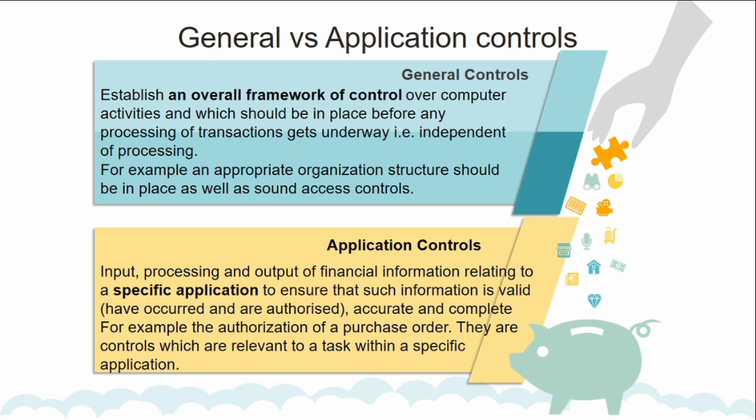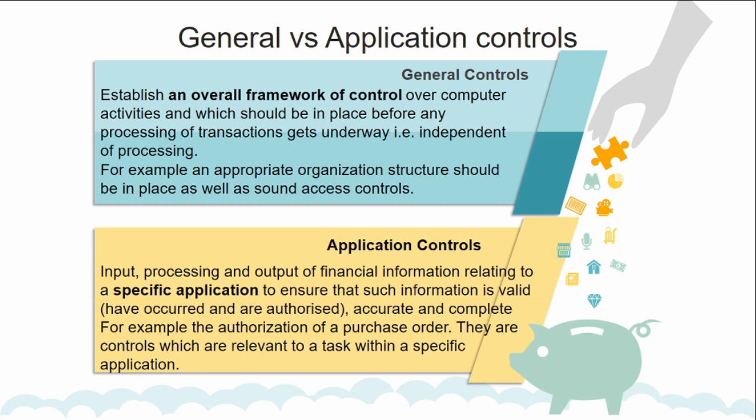Now with application controls, we're dealing more specifically with a given application. So for example, if you were to use your cell phone as an example, in order to access your cell phone, we first need to find your cell phone. Now you may have your cell phone locked away in a cupboard. You may have your cell phone put away into your bag or your handbag if you're a lady. And so the first is a physical access control. That's what we would consider to be general controls.